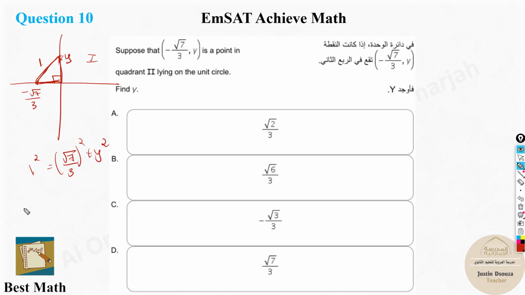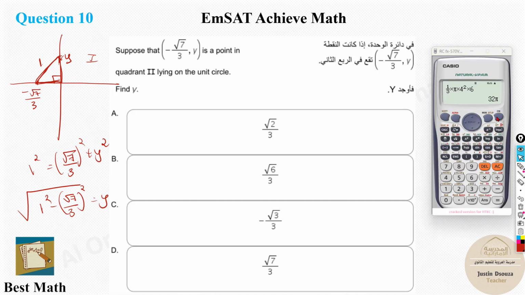Now you just take this to the other side and take the square root of 1 square minus root 7 by 3 the whole square. It'll be 7 by 9 over here. Anyways, just use the calculator. I've taken the square root on both sides and moved this to the other side. All you need to do is square root of 1 square minus root 7 by 3. It's always better you use the bracket over here. Square. Even without the bracket it gives you the answer, but it's always good to use the bracket. Now you can see it's root 2 by 3. That's the answer. So this is how we can easily solve the unit circle problem.